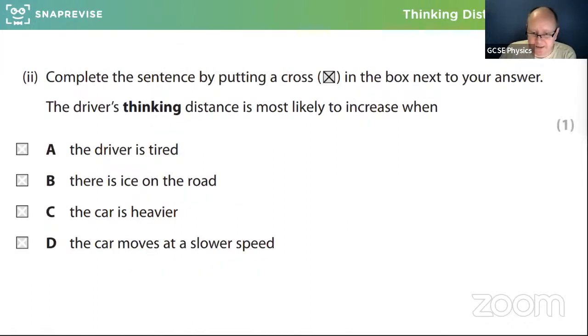So let's have a go at putting some of this into practice, have a go at some questions. Thanks, Saba. Thanks, Josh and Sumaya. So this question is asking us to complete a sentence by putting a cross in the box next to your answer. Thanks, Lahey. If there's anything in particular that isn't clear that you'd like me to cover again, do just pop it in the chat. The driver's thinking distance is most likely to increase when which of these? The driver is tired, there's ice on the road, the car is heavier, or the car moves at a slower speed. Which of those four is likely to increase the thinking distance?